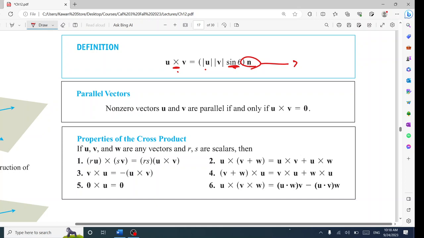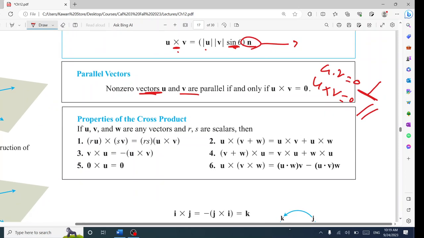Two vectors u and v will be parallel, not perpendicular, parallel, if the cross product between them equals zero. You got it? If the dot product equals zero, it means u and v are perpendicular. If the cross product equals zero, it means they are parallel. Clear? So how do we do the cross operation?